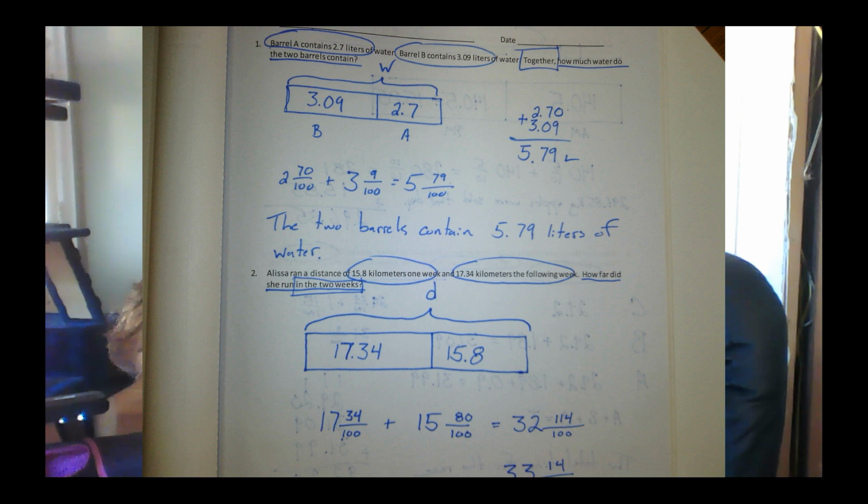Let's give ourselves, again, just like we did above, a tape diagram to keep our problem clear in our head, sort of visually, so we remember what we're doing with these numbers. We have 17 and 34 hundredths, and we have 15 and 8 tenths. Together, they're going to give us how far she ran in 2 weeks. That distance we'll call D.